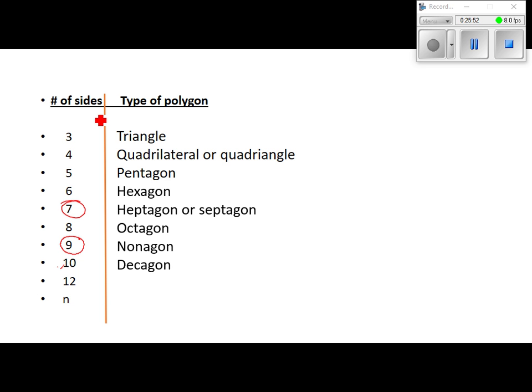Use all those prefixes and stuff. Can anybody figure out what a 12-sided figure is called? What would a 12-sided figure be called? Use the last one that we just put up here. Deca. What's deca mean? 10. How many more than 10 is it? 2 more, right? What's the prefix for 2?